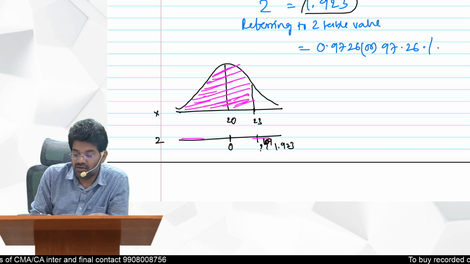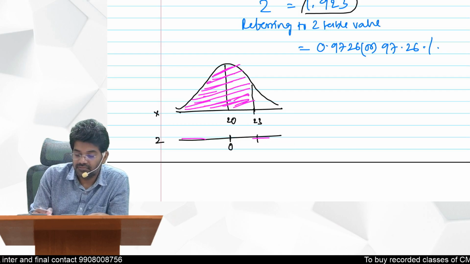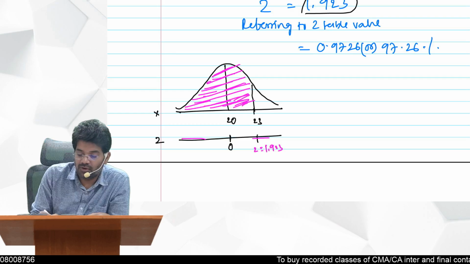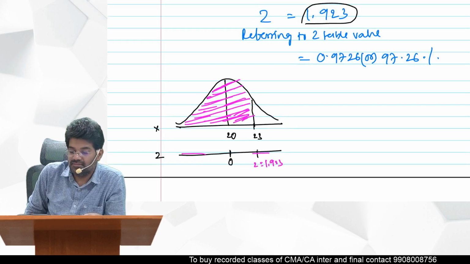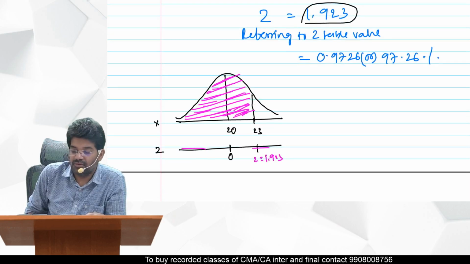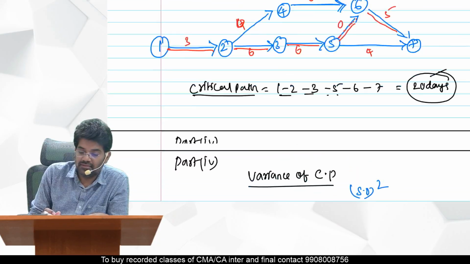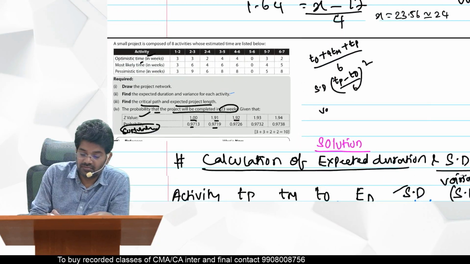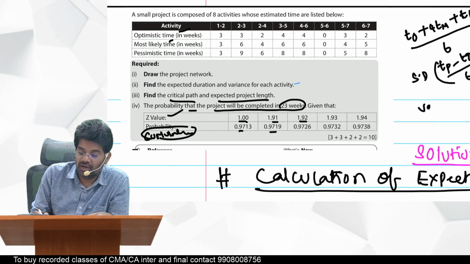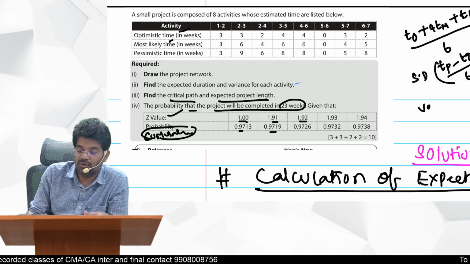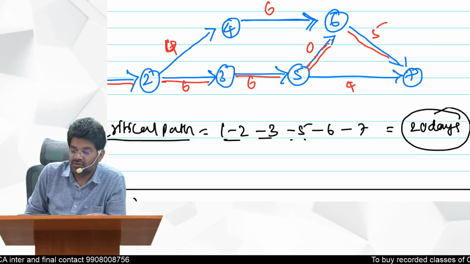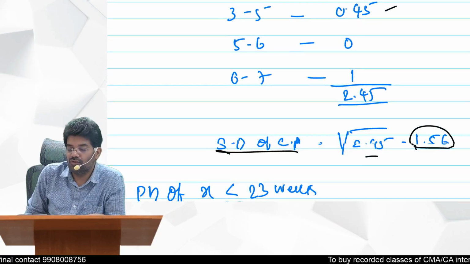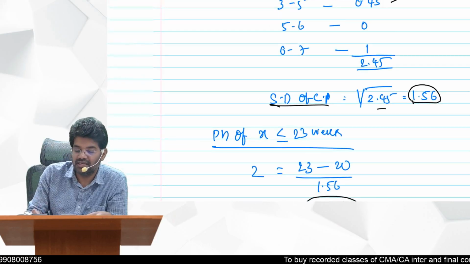So for z equal to 1.923, what is the probability? What is the area under this curve? Directly, if they have given it in the question, for 1.923 the table gives 0.9726. That is the probability. Completed. That's it. If you know the table interpretation correctly, you can easily get it.